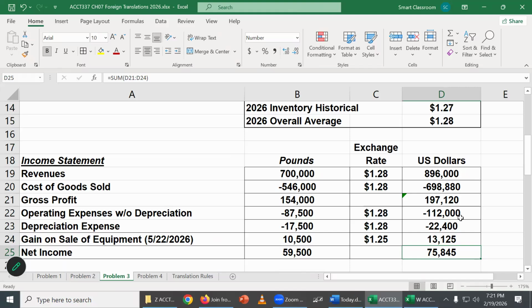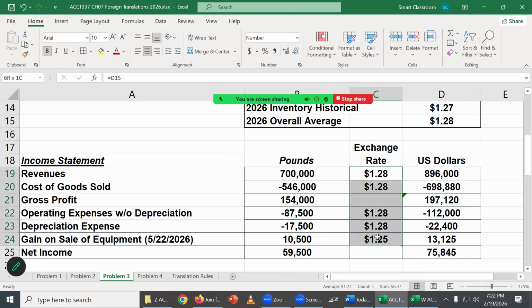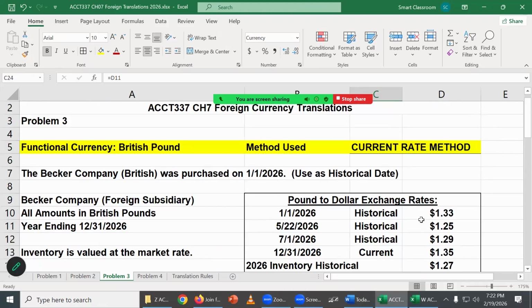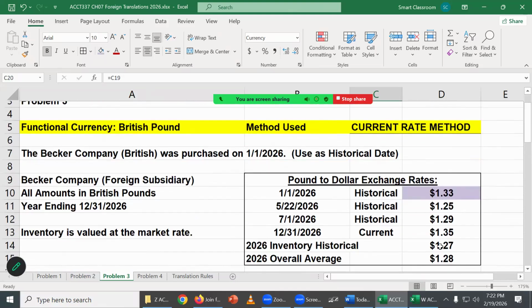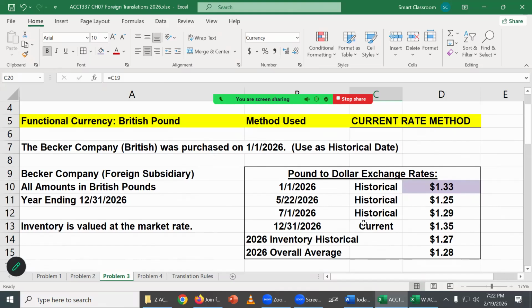I think it's right. The important thing is to get this stuff over here, right? So these will be the... let's make up my own. So these will all be at the average.